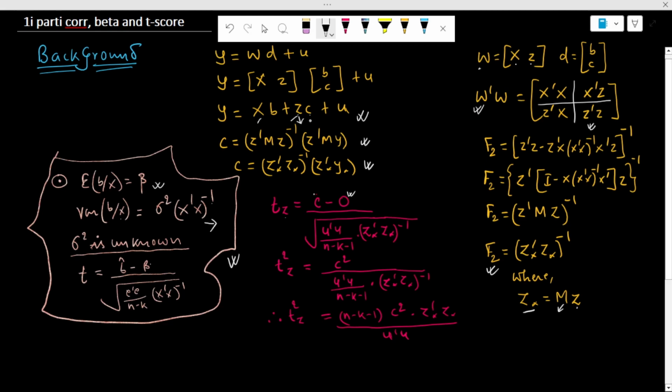So u transpose u divided by the degrees of freedom. Matrix X has k columns, so if we add one additional variable, then it is k plus 1. So in total the degrees of freedom is n minus k minus 1. And in place of this X transpose X inverse, for this beta estimate c, the corresponding X is Z, so it is Z transpose Z inverse after partialing out the effect of X, and we get it as this value.